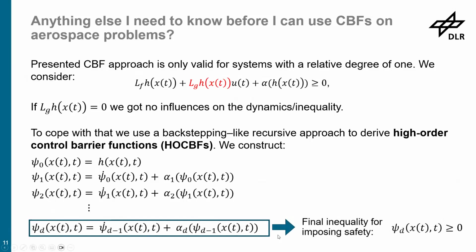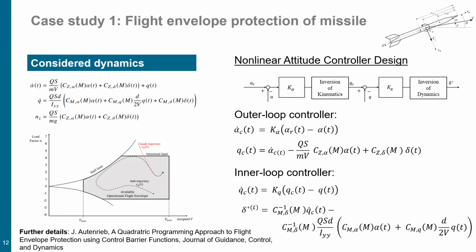Yeah, and you just use this final inequality constraint, right? Instead of the one we had before, and you can use it in your safety filter, and it works quite well. And yeah, with that, you can actually already start to render aerospace systems safe, right?